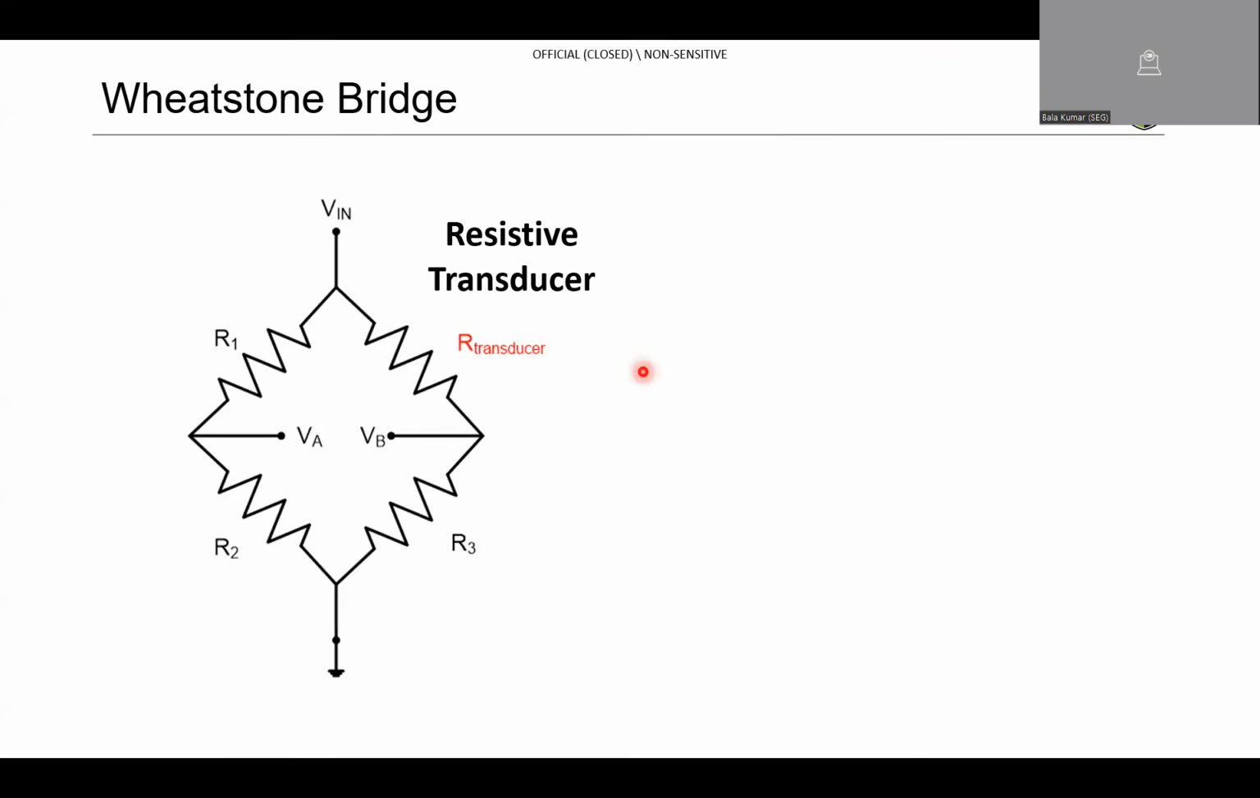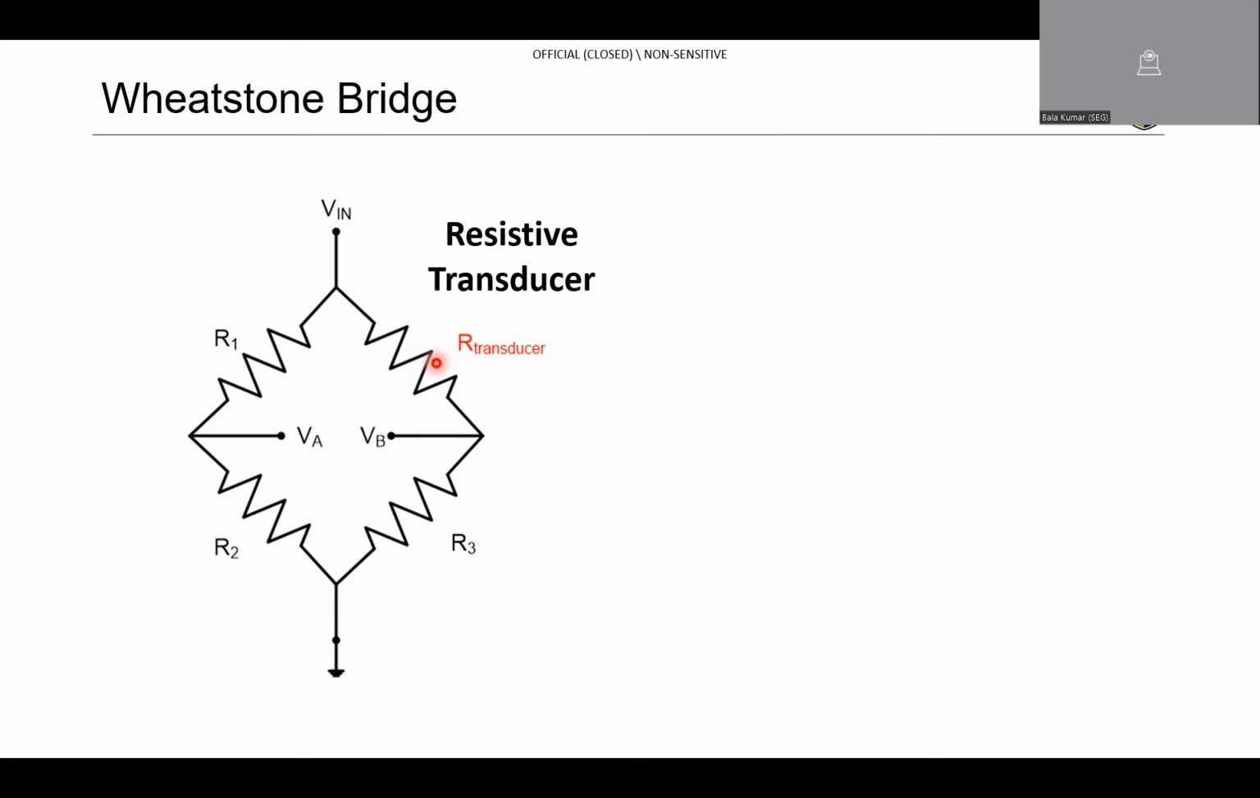In this video, we are going to learn about the Wheatstone Bridge. Here is a circuit of a Wheatstone Bridge, and as we can see, it's made of 4 resistors. 3 of them are normal resistors, and this is a resistive transducer, which means it is a resistor whose resistance will change based on the physical quantity that we are measuring.